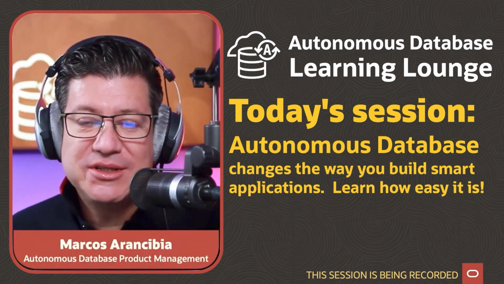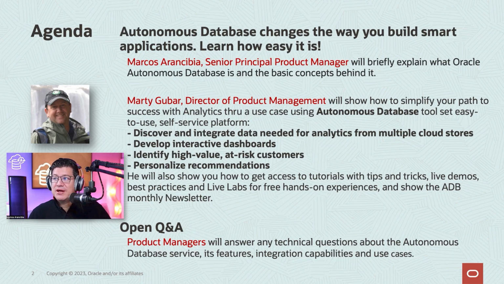So for the agenda today, I'll be starting and giving you guys a very quick, brief explanation of what Oracle Autonomous Database is, if you guys are not familiar with it. Then we're going to have Marty Gubar, our Director of Product Management, and he's going to show you guys how to simplify the success path to analytics using the Autonomous Database. He's going to show you how to discover and integrate data from different data sources and different clouds even, how to develop interactive dashboards, identify high-value customers at risk, and then personalize recommendations.